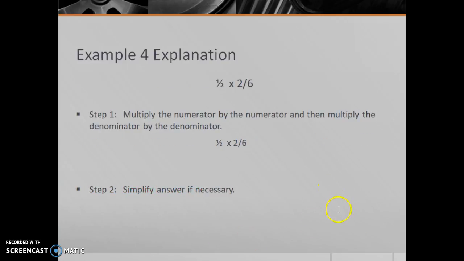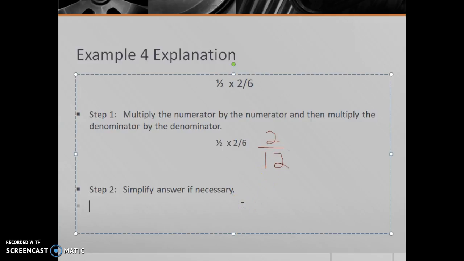All right, so our strategy here is going to be to multiply the numerator by the numerator and then multiply the denominator by the denominator. So let's go ahead and do that here. We have 1 times 2 equals 2. Then we have 2 times 6, and if we know those basic facts, we know that 2 times 6 equals 12. So our answer for this particular problem is 2/12.